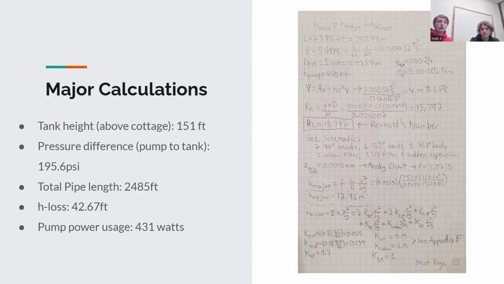And like we mentioned before, and as you can see in the schematic, the total pipe length was 2,485 feet. And if you look on the right here, you can see that the head loss we calculated was 42.67 feet. If you compare that to the pump head of 451 feet, you can see that the max head of the pump, which is 675 feet, is plenty for the pump to overcome this loss. And the pump's power usage is 431 watts.